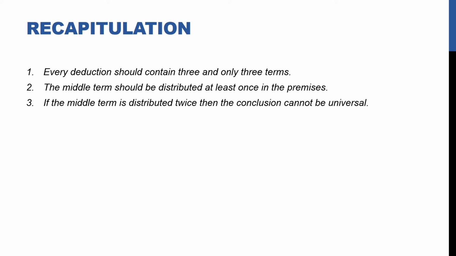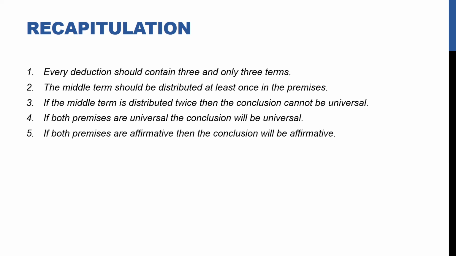Rule 3. If the middle term is distributed twice, then the conclusion cannot be universal. This you will automatically understand. Otherwise, a term that is not distributed in the premise will get distributed in the conclusion. Rule 4. If both premises are universal, the conclusion will be universal, which means all plus all is equal to all. Rule 5. If both premises are affirmative, then the conclusion will be affirmative, which means positive plus positive is equal to positive. Rule 6.